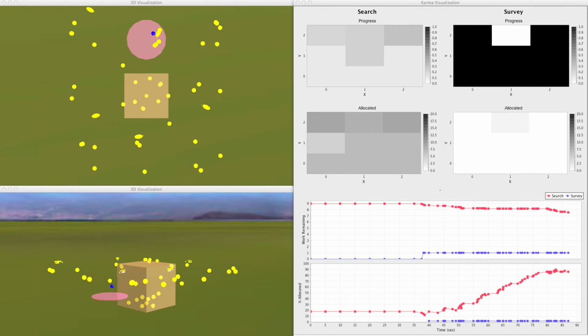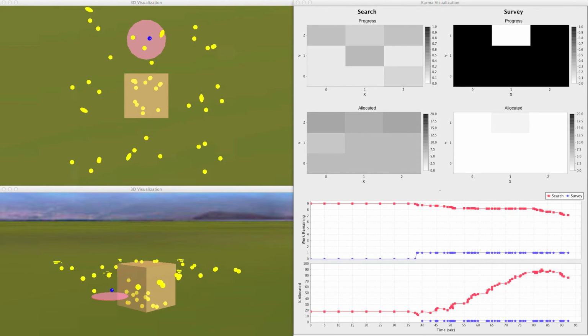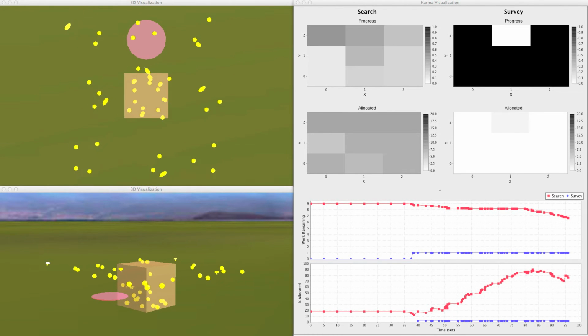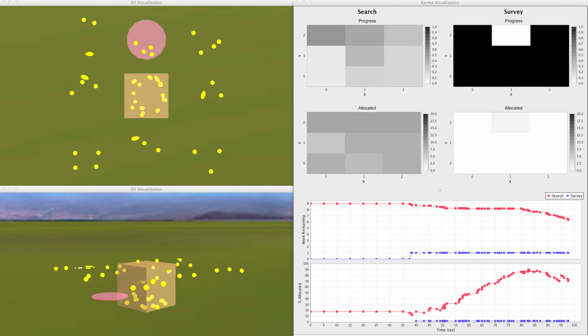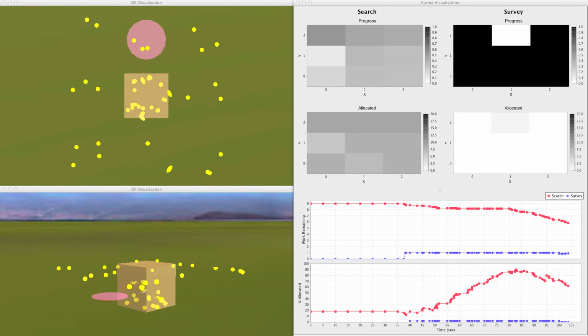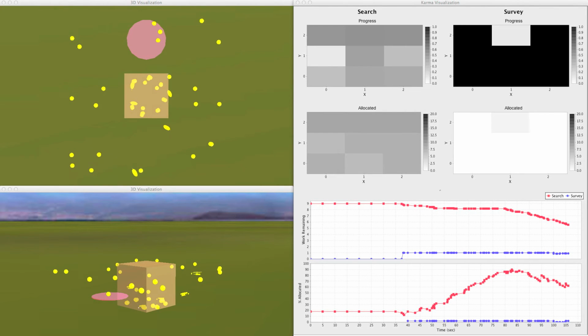The upper right-hand corner of the console shows the progress and allocations for each of the 9 regions for both behaviors. The upper plot in the lower right-hand corner shows the overall work remaining for both behaviors, and the lower plot shows the percentage of drones that have been allocated for each behavior.